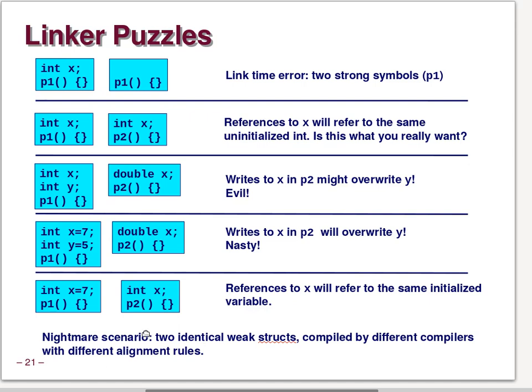All right, another nightmare scenario that we are not going to be able to talk about too much in depth because we haven't gone into how structs and alignment work. If you have two identical weak structs compiled by different compilers with different alignment rules, well, who knows how you're going to reference each piece of data. You can think of this as a class that has different data inside of it, and one compiler arranges the data one way and the other compiler arranges it another, and then someone has to try and link it all together. Yikes.